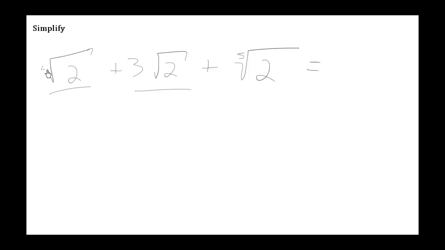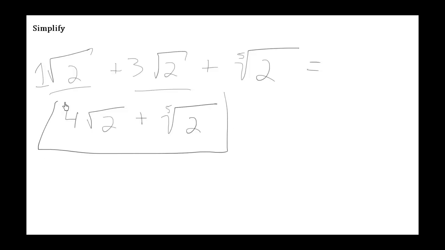Remember, you can always put a coefficient of 1 out here. You have 1 root 2. So to combine these, I add the coefficients. 1 plus 3 is 4, but leave the inside alone. 4 root 2 plus, even though this is an unlike term, it doesn't disappear. It continues on throughout the problem, and we got it. Alright, let's look at a more complicated one.